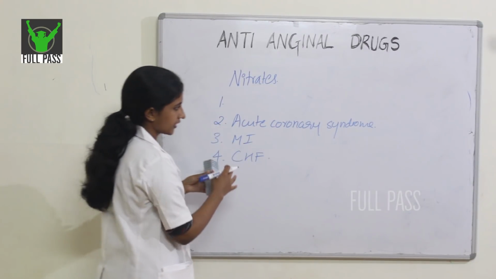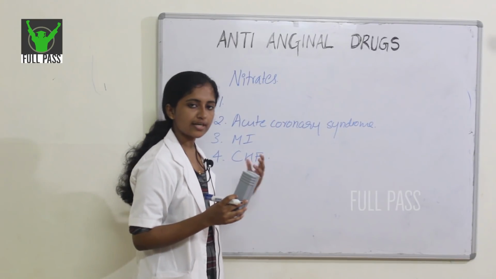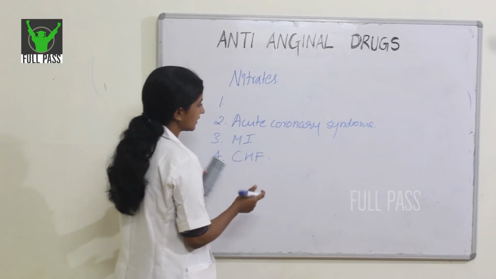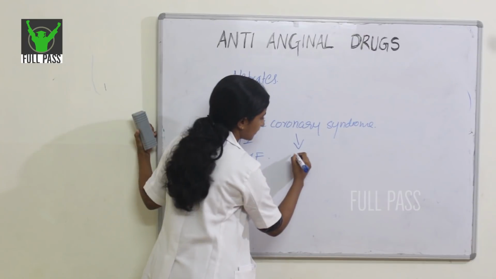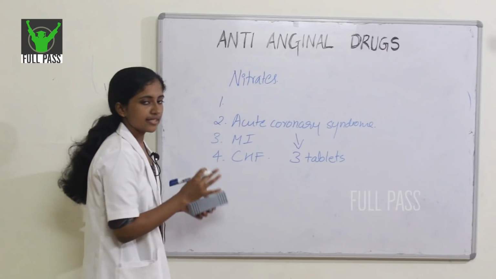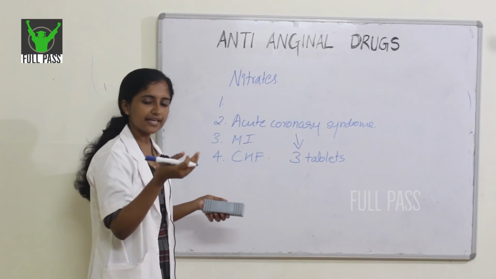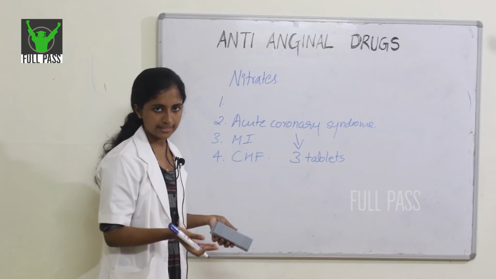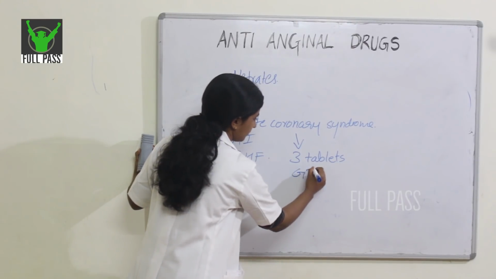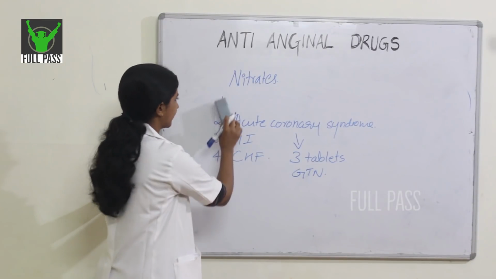So what is acute coronary syndrome? It is a sudden change in the anginal status of the patient, or otherwise the patient moving on to non-ST segment elevation MI. So in that case, we will try giving 3 tablets of glyceryl trinitrate sublingually at 5-minute intervals. Even after giving 3 tablets, if the pain is not relieved, then we will try IV infusion of glyceryl trinitrate. So these are the main uses of nitrates.